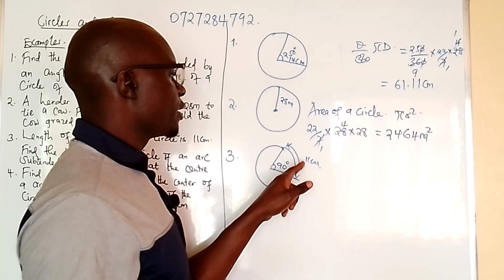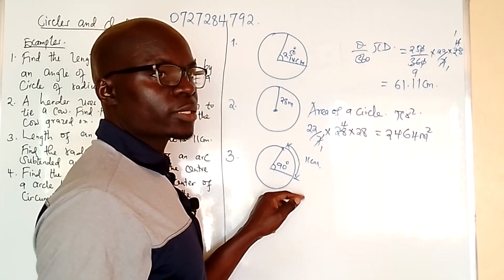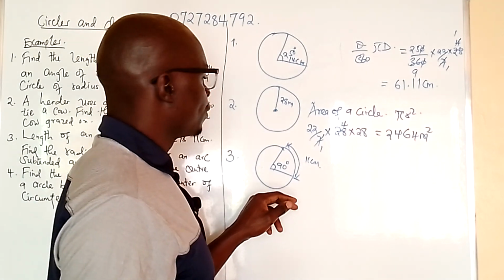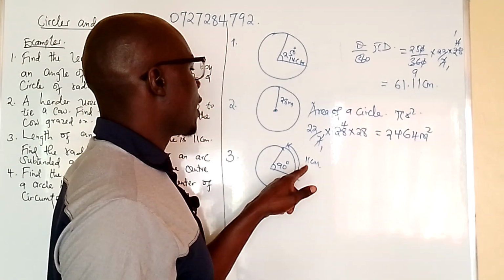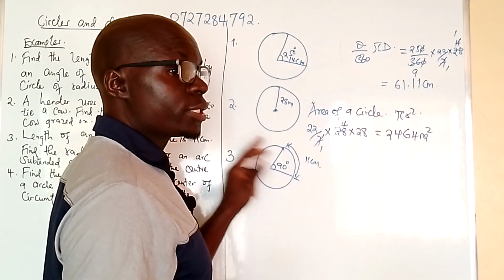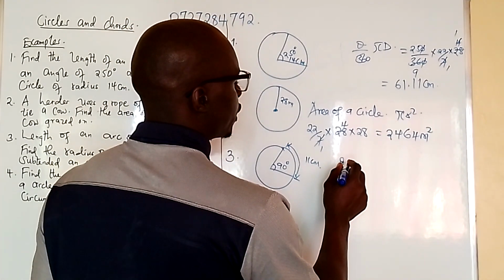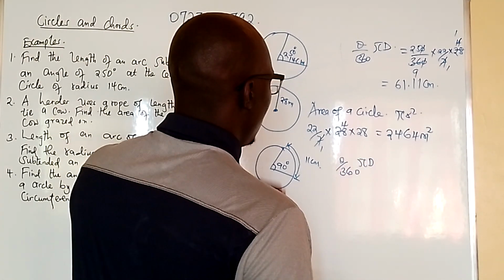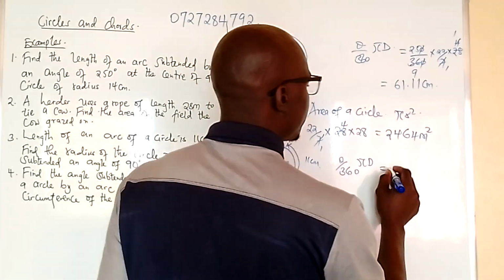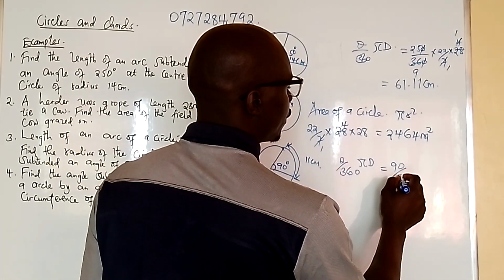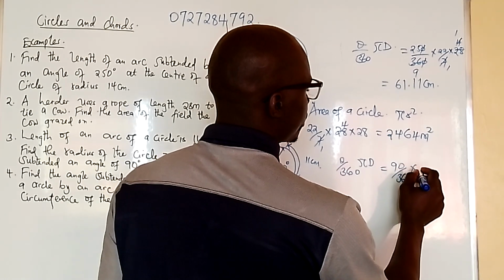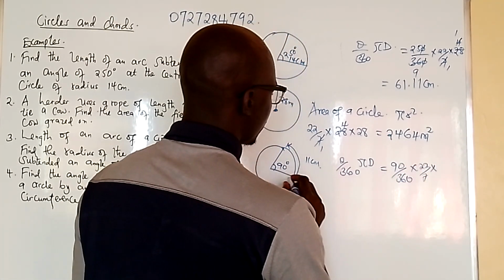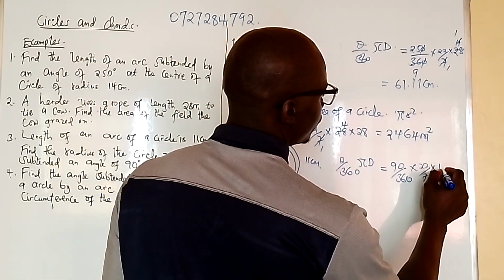What is the formula of getting this length? 11 centimeters. That is circumference. Yes. Pi d. But we have an arc. It is not a complete circle. So it is theta over 360 pi d. Okay? So therefore, our theta is 90 over 360 times 22 over 7. What is the diameter? That is what we are looking for.